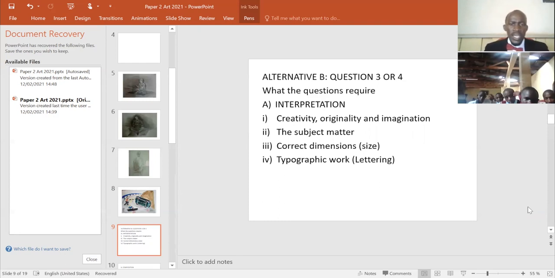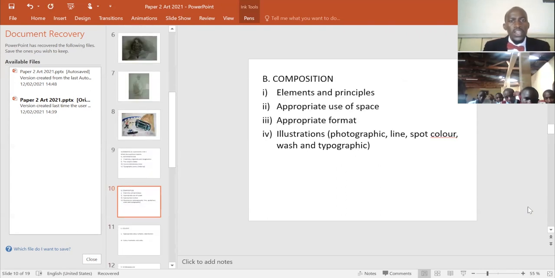Then we talk about the typographic work, the lettering. How well do you use the letters? We have types of letters or types of fonts. We have calligraphic letters, we have bold letters, we have serif and sans serif. How well do you use the letters in graphic design work? Then, away from that, we also look at the composition. How have you used the composition such as elements and principles?